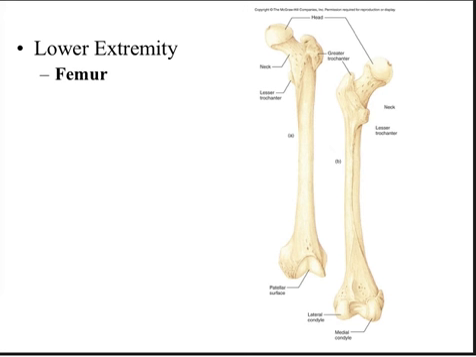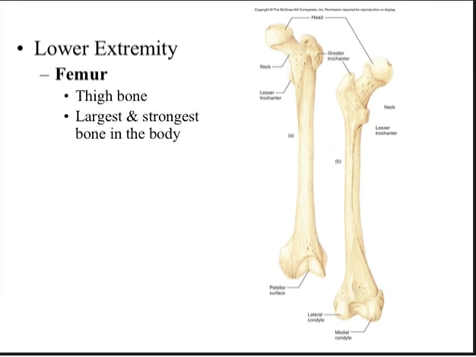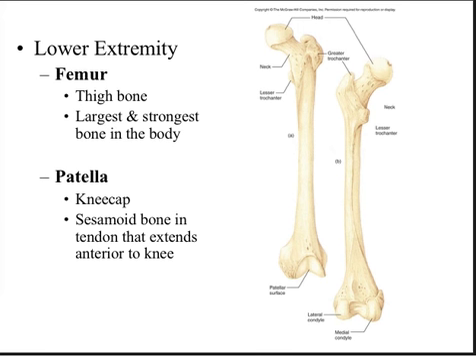The lower extremity is made up of the femur, the major bone of the upper leg. It's the largest and strongest bone in the body. The patella, which is your kneecap, it is a sesamoid bone in a tendon that extends anterior to the knee. And you can see here the front and the back of the femur. Again, you can tell the front of the femur because it's relatively smooth and it tends to be convex. The back of the femur is relatively rough and tends to be concave.